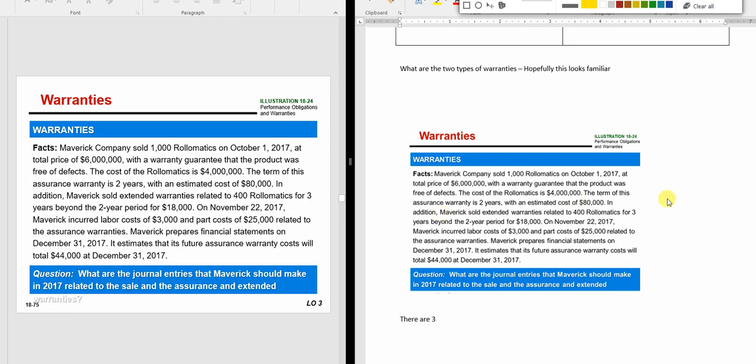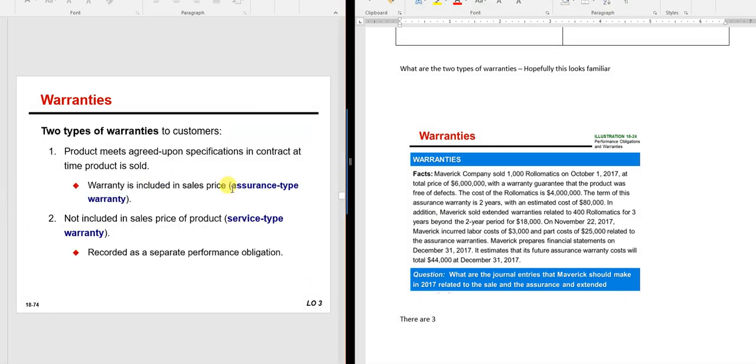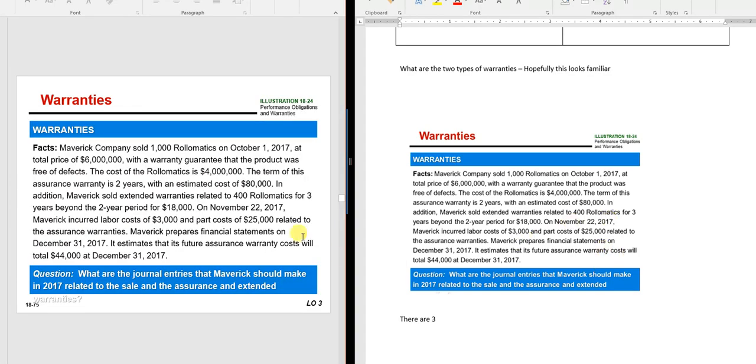So that's the, go back here. That's the assurance type warranty right there. Then I have on November 22nd, they incurred labor costs of $3,000 and parts costs of $25,000 related to the assurance warranty. So write that out there. November 22nd, spent $3,000 and $25,000 on warranties.